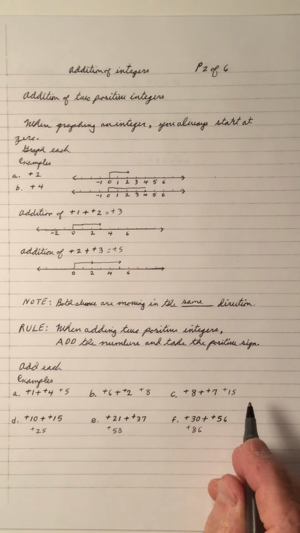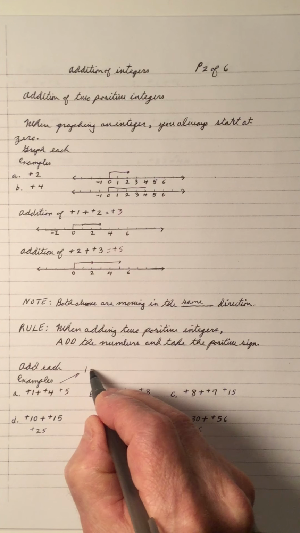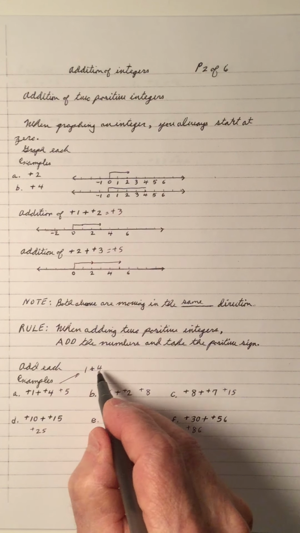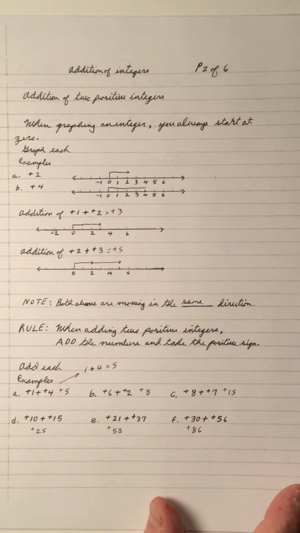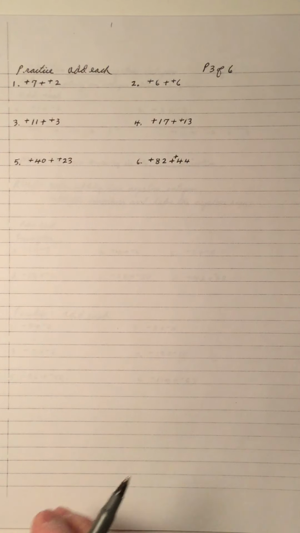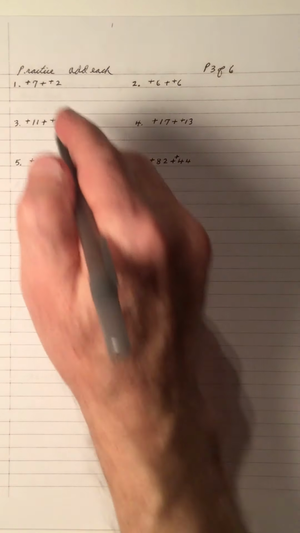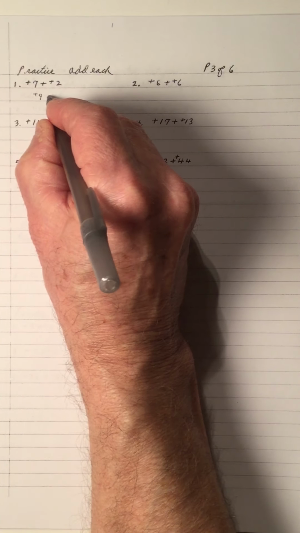Note, just to remind you that positive 1 is the same as 1. Positive 4 is the same as a 4. So really what you're doing is just saying 1 plus 4 is 5, because we're used to adding positives all the time. But what about doing a bit of practice? So if you add these, you get 9 positive, or you can say 9.